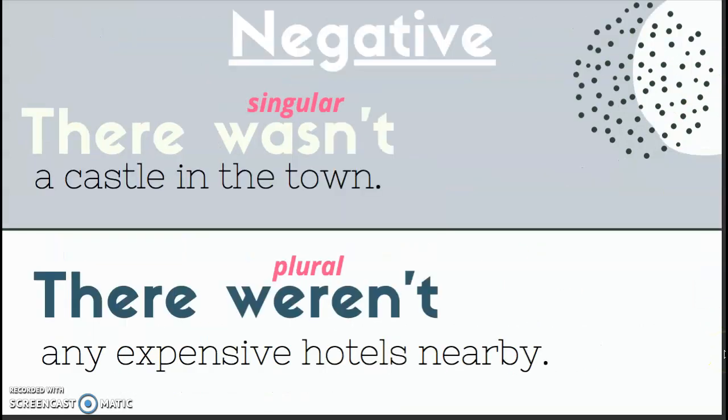Then we have the negative. Singular, wasn't. There wasn't a castle in the town. Then in plural, we have weren't. There weren't any expensive hotels nearby. Okay? And wasn't is the short form of was not. And weren't is were not.